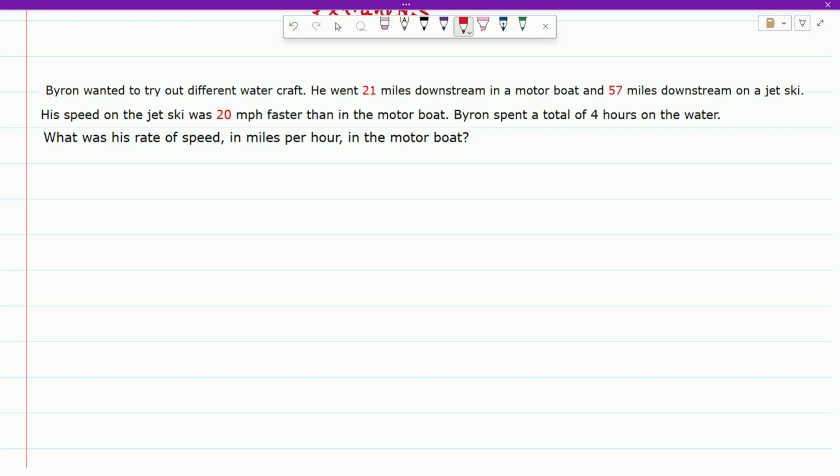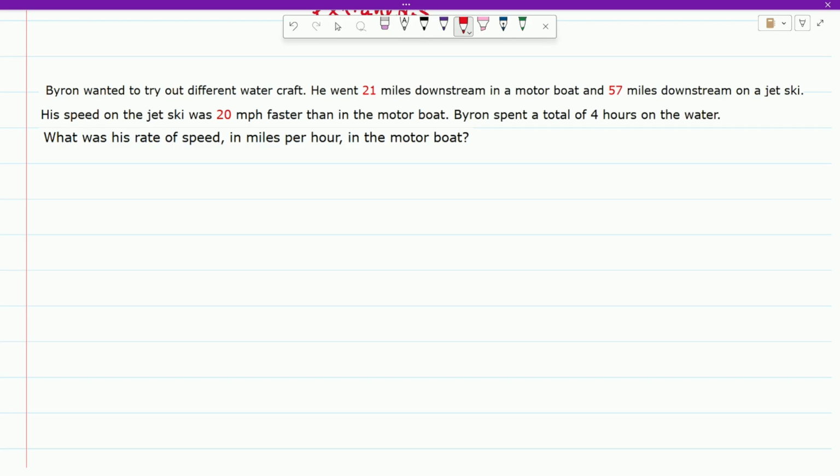All right, so Byron wanted to try out different watercrafts. He went 21 miles downstream in a motorboat and 57 miles downstream on a jet ski. His speed on the jet ski was 20 miles per hour faster than in the motorboat. Byron spent a total of 4 hours on the water. What is his rate of speed in miles per hour of the boat?